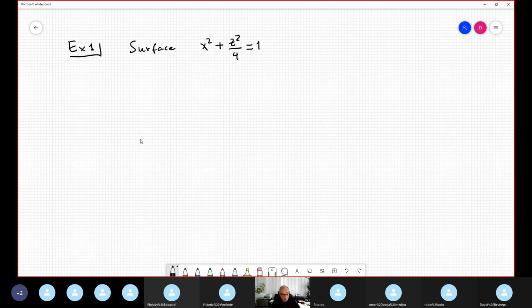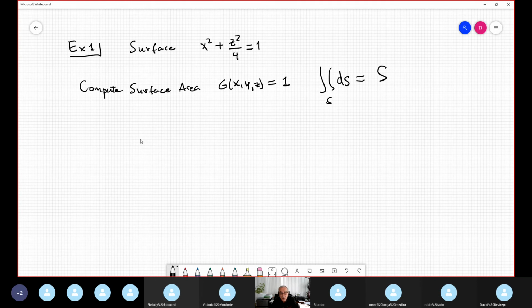Okay. But I want to compute the surface area. So, compute the surface area. For the surface area, I suppose that the function g(x, y, z) is 1. And the thing we are doing is the double surface integral of this, because my goal is to find the surface area. So, one possibility is parameterization.